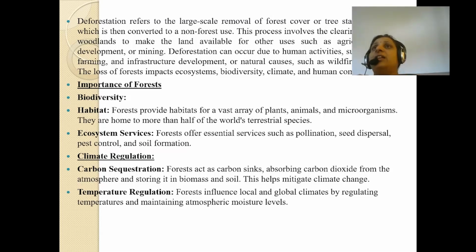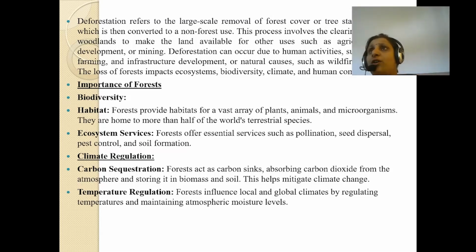Deforestation refers to the large scale removal of forest cover or tree stands from land, which is then converted to a non-forest use. Clear, students? It refers to the large scale removal of forest or tree stands, so that the land that is freed can be converted into non-forest use.